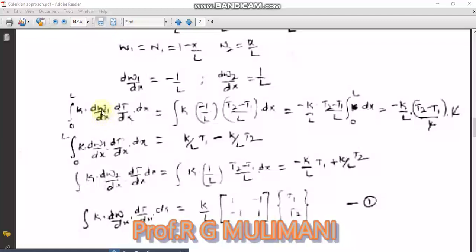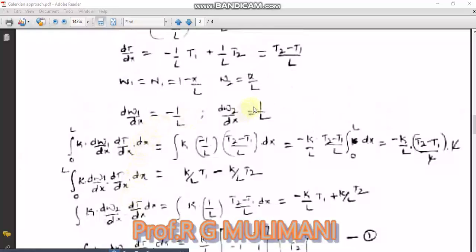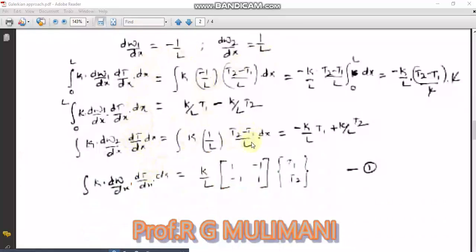Now considering dw2 by dx, we will get minus k by L T1 plus k by L T2. You need to substitute the value of dw2 by dx, which is 1 by L, and dT by dx, which is T2 minus T1 by L. Again we have two terms. Let us put both the dw1 and dw2 terms with respect to x in a single term. In both terms we have k by L in common. In all the terms you will get k by L.